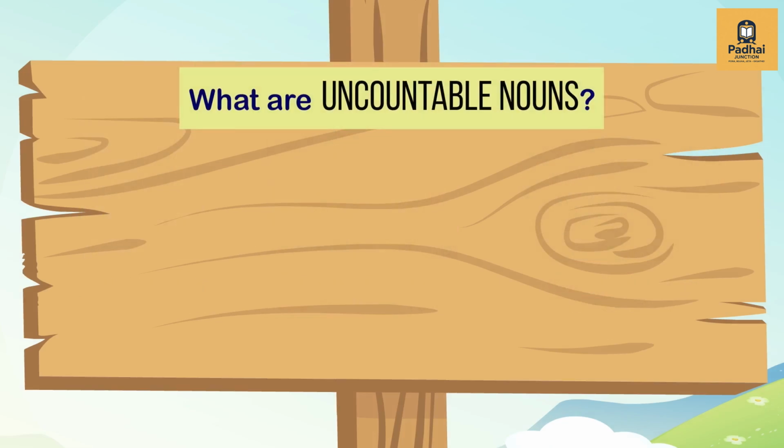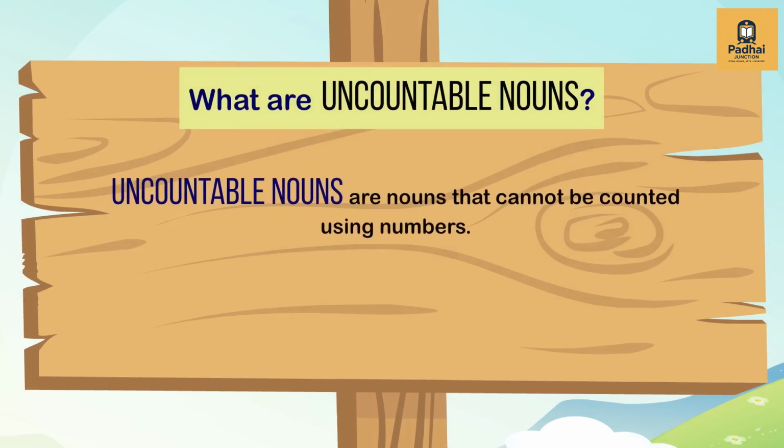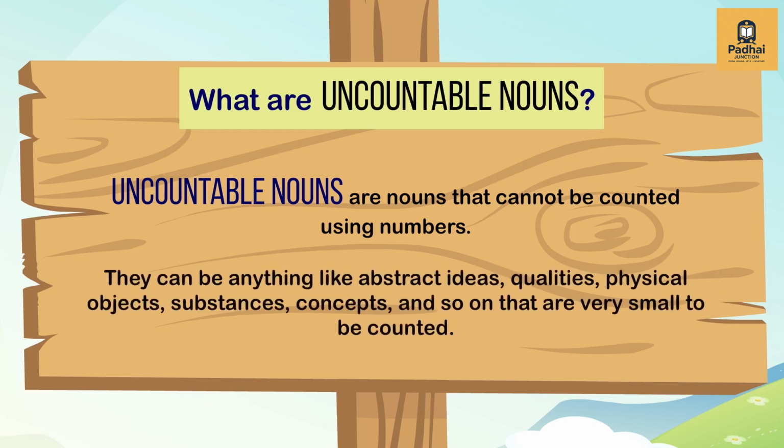So what are uncountable nouns? Uncountable nouns are nouns that cannot be counted using numbers. They can be anything like abstract ideas, qualities, physical objects, substances, concepts, etc. that are very small to be counted.